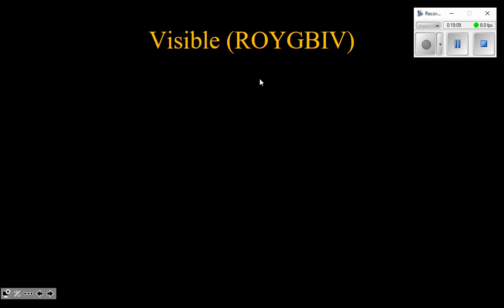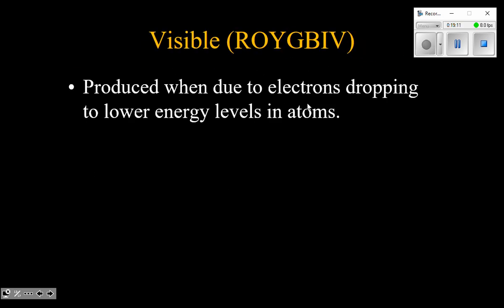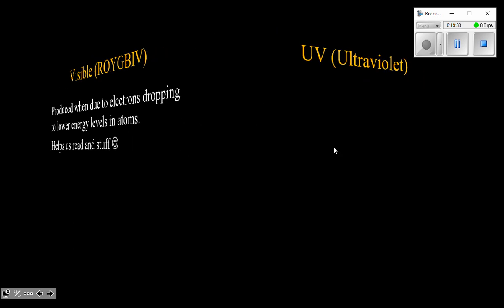So again, the Roy G. Biv, we still keep that I in there even though it doesn't exist. Produced when electrons drop again to a lower energy level, the same as the infrared. How do we function with visible light? Well, it helps us to read and to see stuff and do all kinds of cool things that we do. So we've got lots of devices in our world to help produce visible light so we can see stuff.